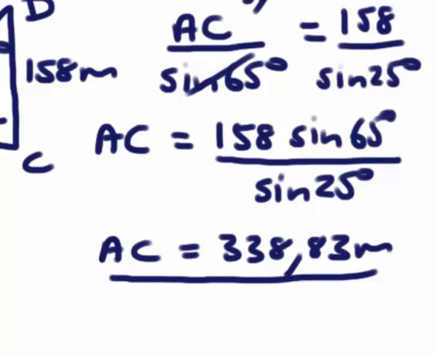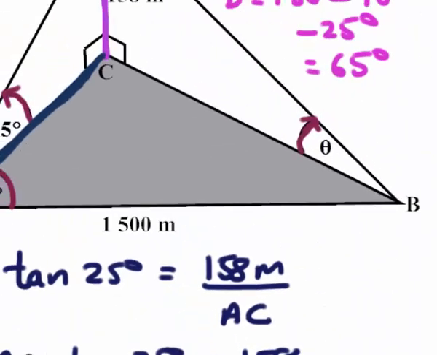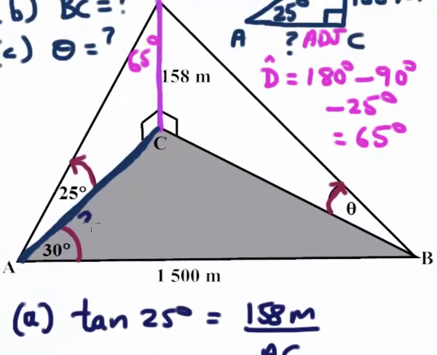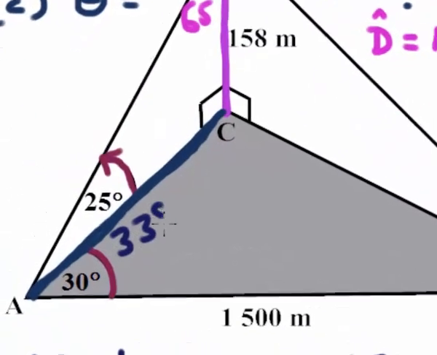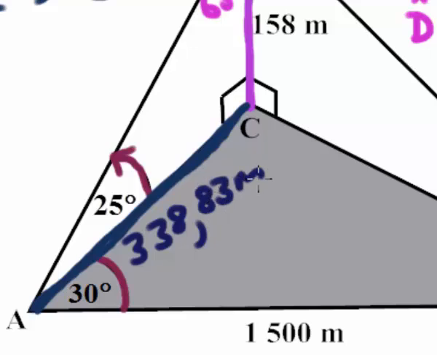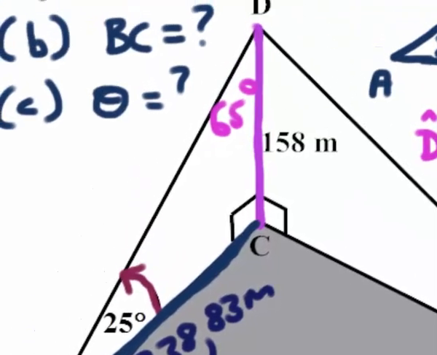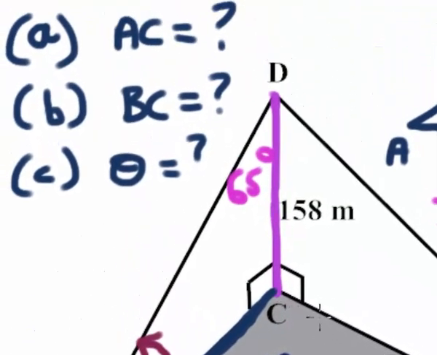Good, and we can then write that into the triangle. So we can say AC is 338,83 meters. There we go. Alright, now, that's great. Now, what about the next question, which says calculate the length of BC?